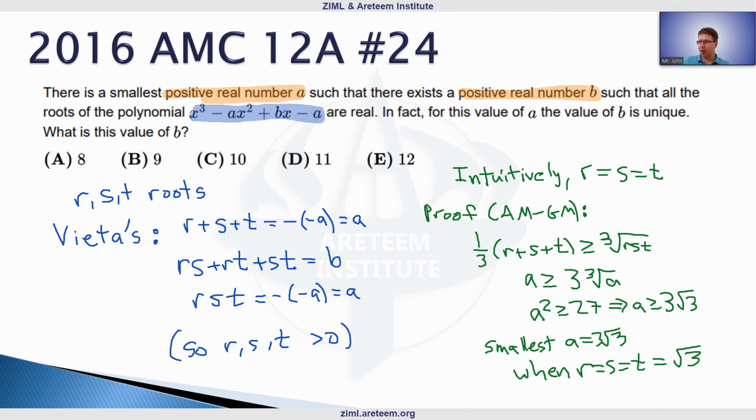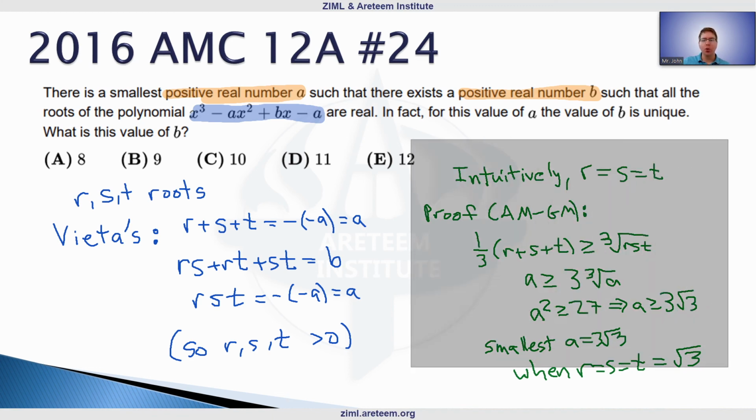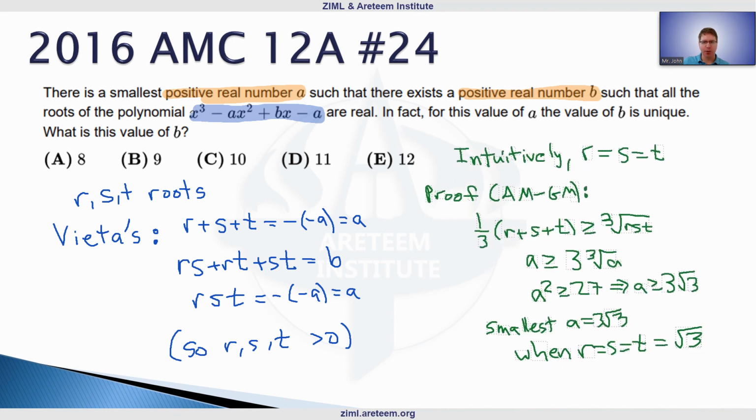So this is how we put everything together. And that is the proof, right? So intuitively, r, s, and t should be equal. And then you could use that to find they're all square root of 3. So if you have this shortcut, that is fine. But the actual proof of it is using AM-GM there.